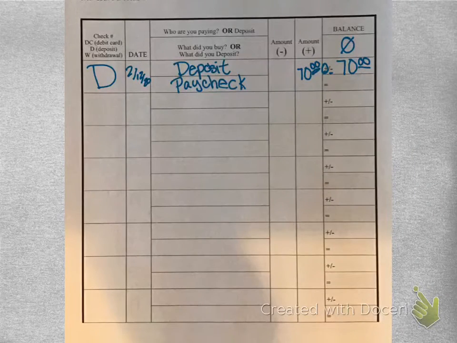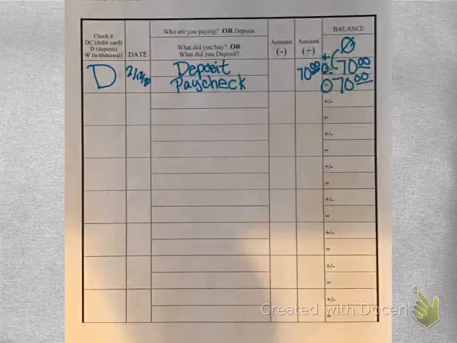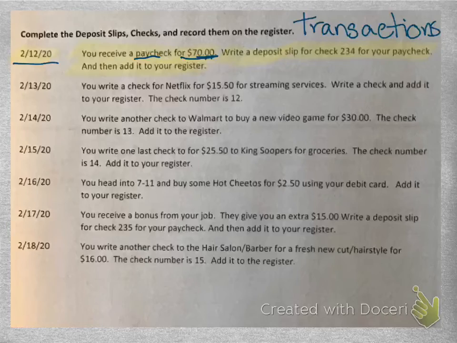So since I'm adding, I'm going to take 0 and I'm going to add it to 70, and that gives me, and I see this equal sign, $70 altogether. So after I got my deposit for my paycheck into the bank, my balance was $70. That's what I had in the bank. Great. My first transaction is done. I'm going to go back and look at my next transaction.